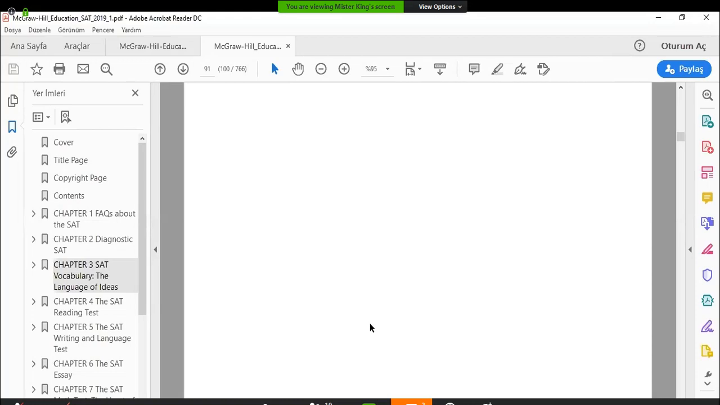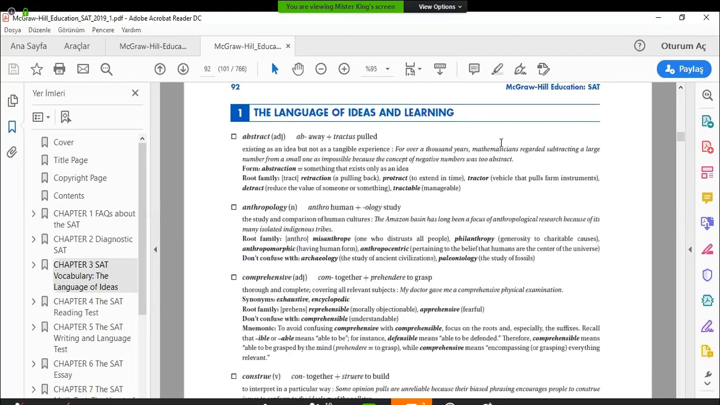So this material categorizes target vocabulary in 20 parts. The first part is language of ideas and learning. It starts with abstract.